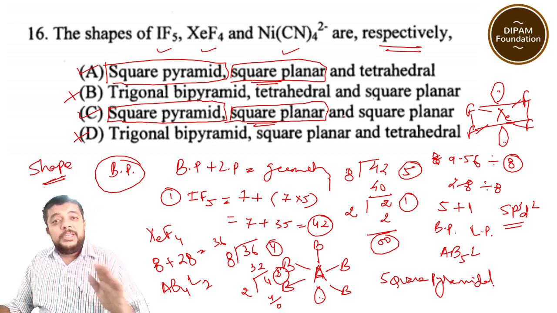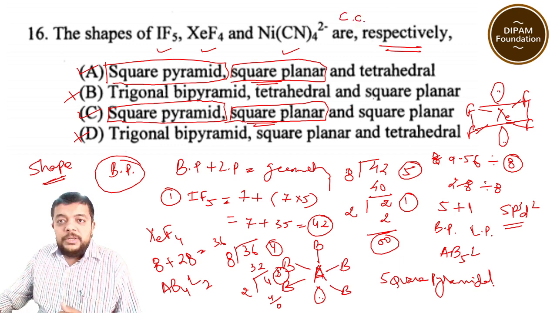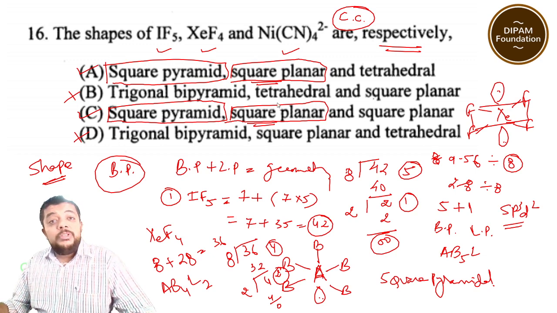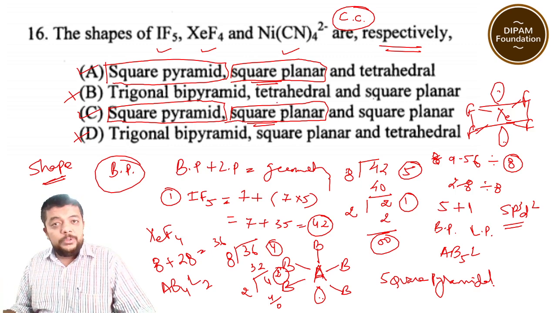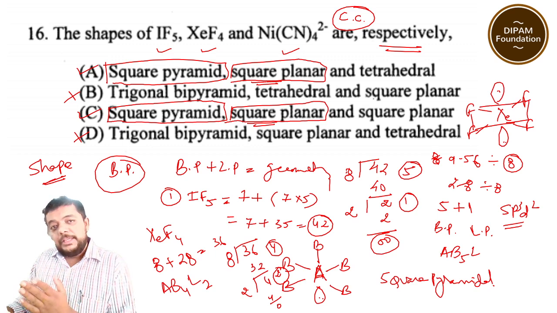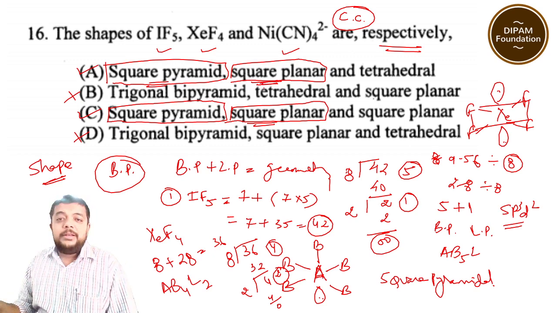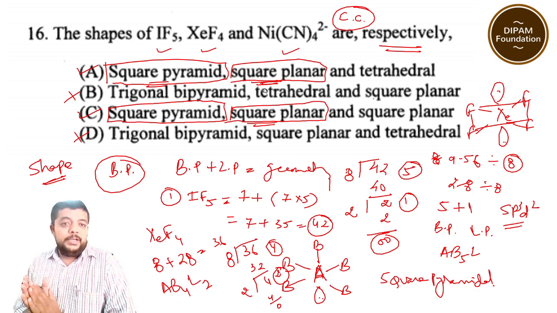Friends, we will keep it untouched because this comes under coordination compounds. We are left to do it, but as of now, we are solving the questions related to hybridization, related to structure, related to shape, related to molecule. We will keep the third part untouched because it comes up in another lecture, but we are clear that it is IF5 and it is XeF4. I'll go with square pyramid and I'll go with square planar. So this is how you can solve a question while moving ahead.